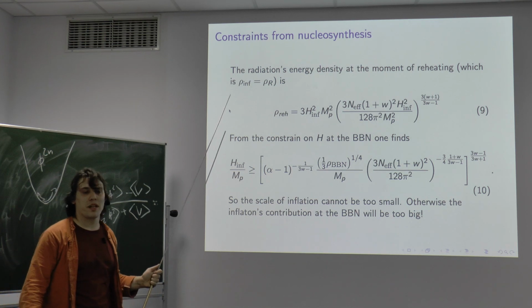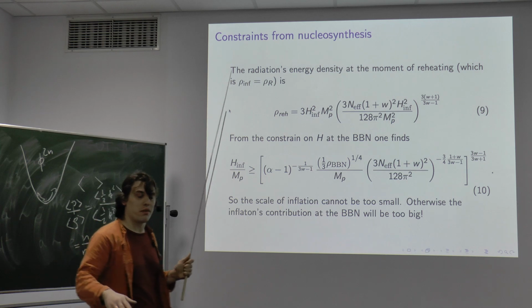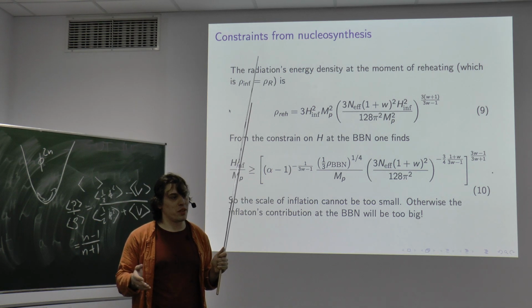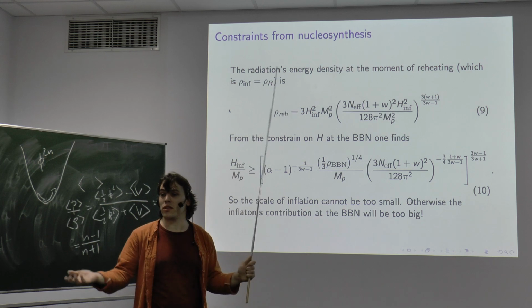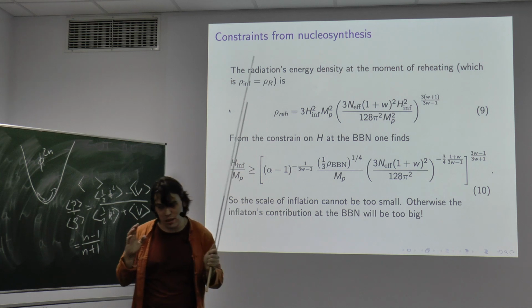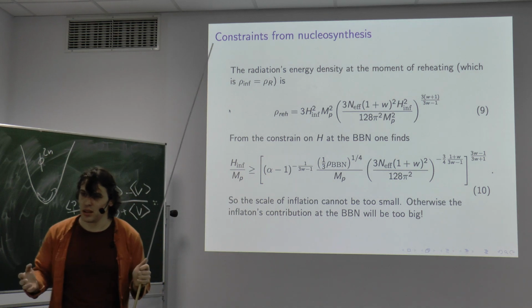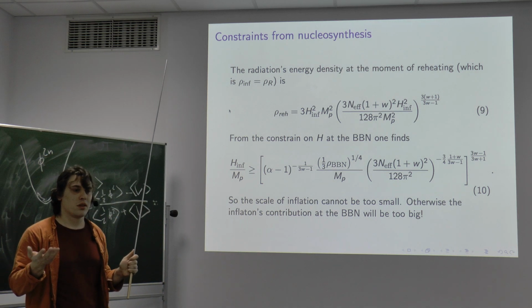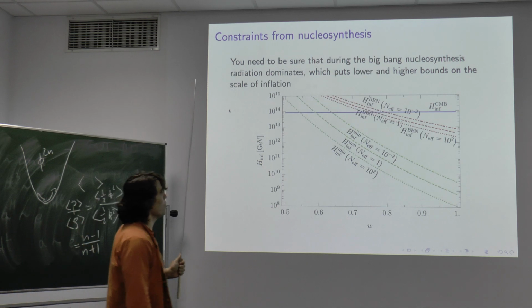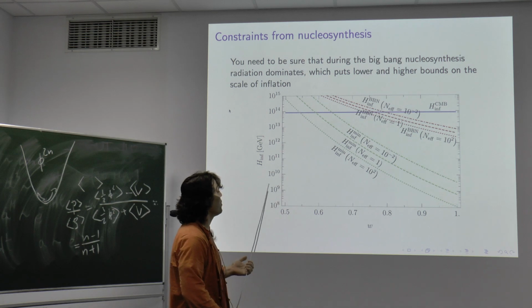So why can the scale of inflation not be too low? If your scale of inflation is too low, you produce a tiny bit of radiation, and that tiny bit of radiation will never manage to dominate the universe before BBN. So already, assuming the reheating was purely gravitational, it gives you a lower bound on the scale of inflation. And here we put many constraints on the scale of inflation, which come from different things.